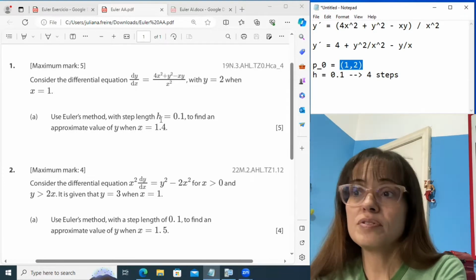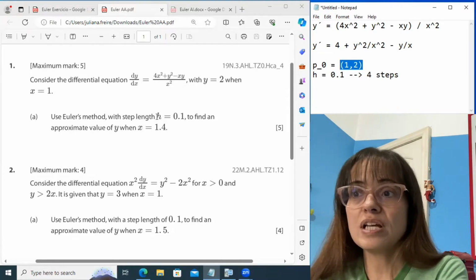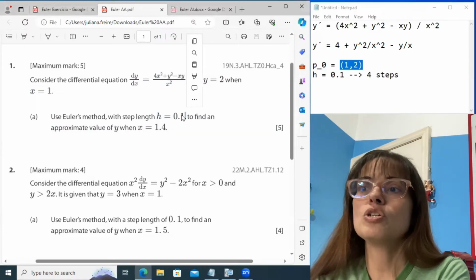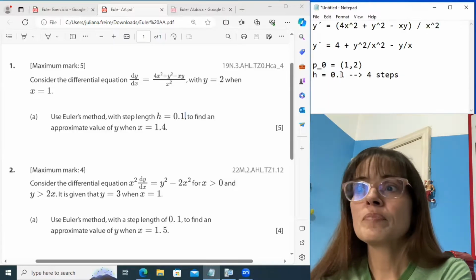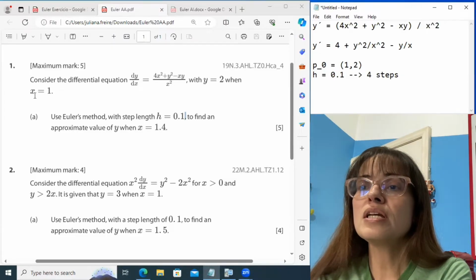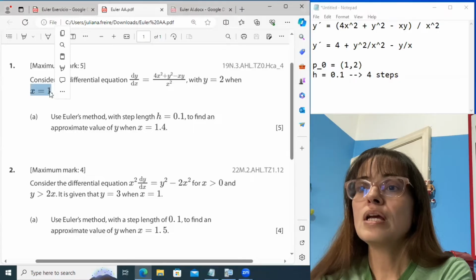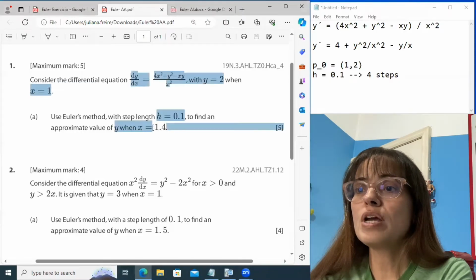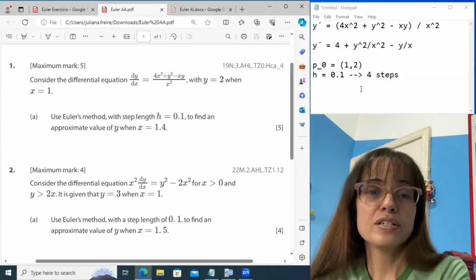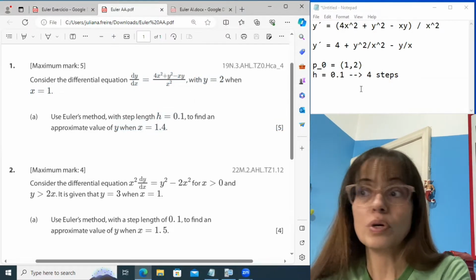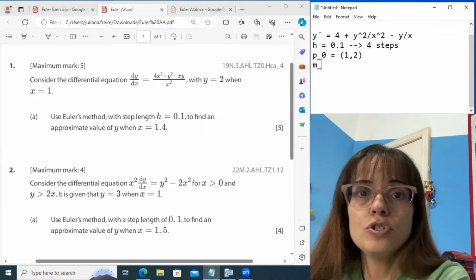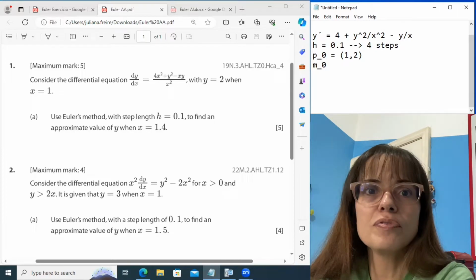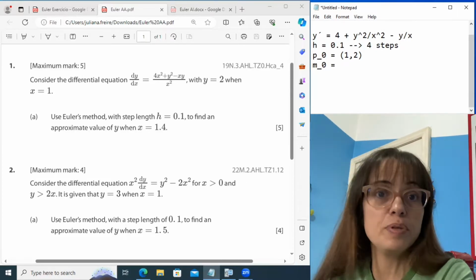I also mentioned that he was going to tell you the step length. He's using h equals 0.1 this time, so I wrote it down here so that I don't forget. And we are starting at x equals 1, and we want to go all the way to x equals 1.4. So that's going to take us 4 steps of length 0.1. That's why I wrote down here 4 steps. And now the first thing that we need to do is to figure out the slope of the line segment at the point P0.